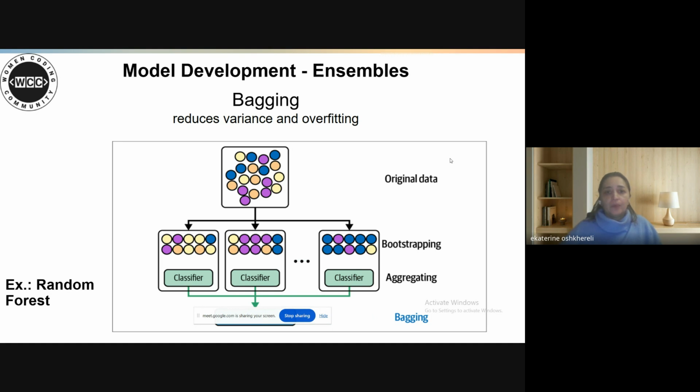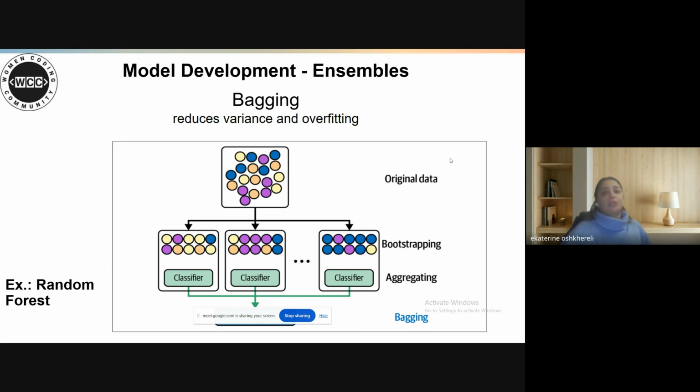So the first type of ensemble method is bagging, and bagging reduces variance and helps to avoid overfitting. How does bagging work? When we are given a data set, instead of training one classifier on the entire data set, it samples with replacement and creates different samples, which are called bootstrapping.